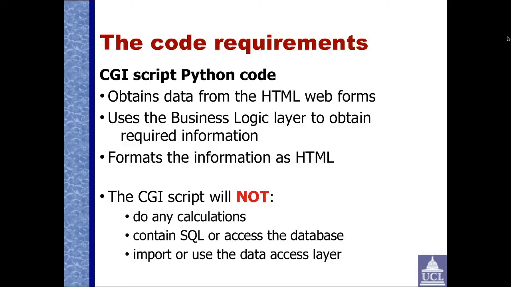Now, the CGI script obviously will contain Python code itself. It will obtain data from HTML web forms. It will then use the business logic layer to obtain the required information based on the inputs from the web form. It will format the information as HTML and return it to the web browser. The CGI script will not do any calculations itself. Those all happen in the business logic layer.